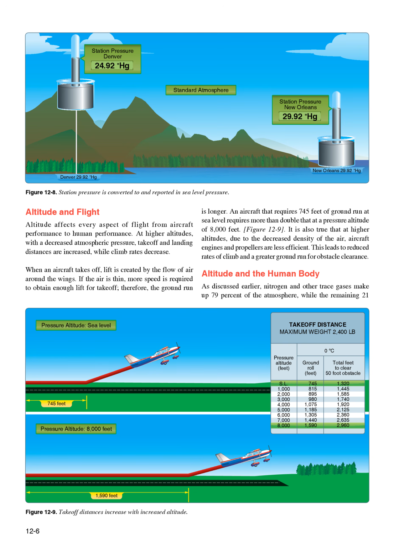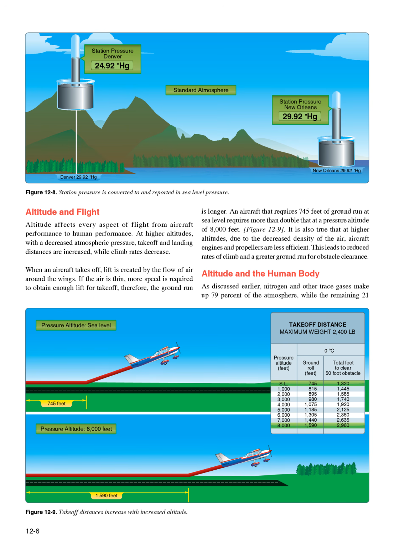Altitude and flight. Altitude affects every aspect of flight, from aircraft performance to human performance. At higher altitudes, with a decreased atmospheric pressure, takeoff and landing distances are increased, while climb rates decrease. When an aircraft takes off, lift is created by the flow of air around the wings. If the air is thin, more speed is required to obtain enough lift for takeoff, therefore, the ground run is longer. An aircraft that requires 745 feet of ground run at sea level requires more than double that at a pressure altitude of 8,000 feet.